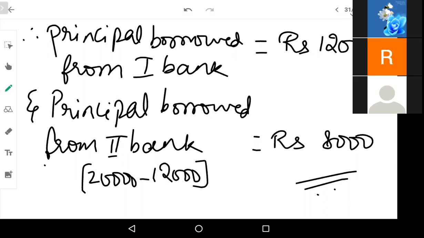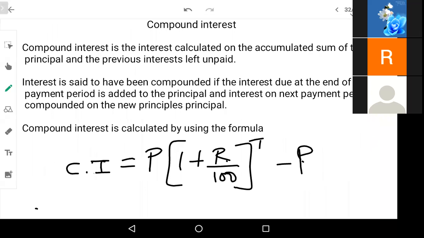Is it clear? Understood? Any doubts until here? Okay, good. Now that was the simple interest concept. So we have completed the simple interest concept. Now the next concept under this chapter is the compound interest.